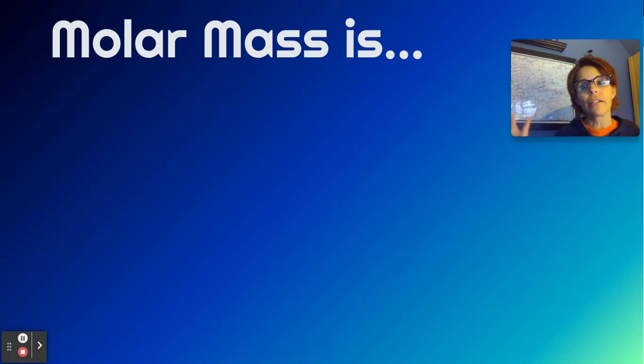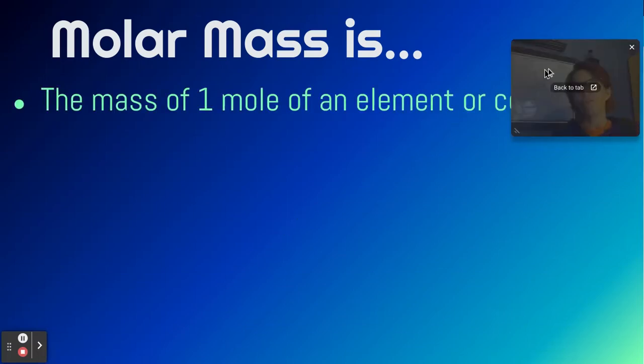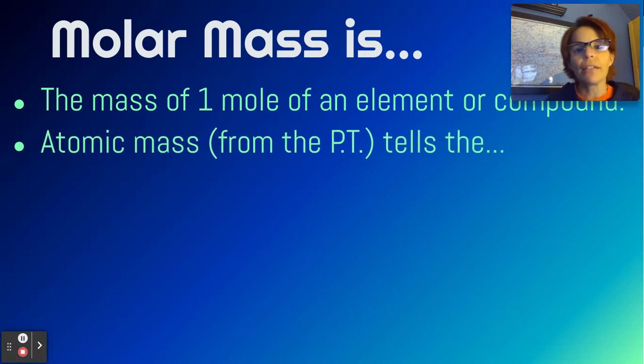All right, so now we understand that a mole means 6.02 times 10 to the 23rd of something. What is molar mass? Well, molar mass is the mass of one mole of whatever you have. So in this case, we're going to be talking about elements and compounds, or atoms and compounds. So will you take a look at your periodic table right now? Look at the periodic table and look at the numbers that have the decimals on them. So remember that that's the atomic mass.